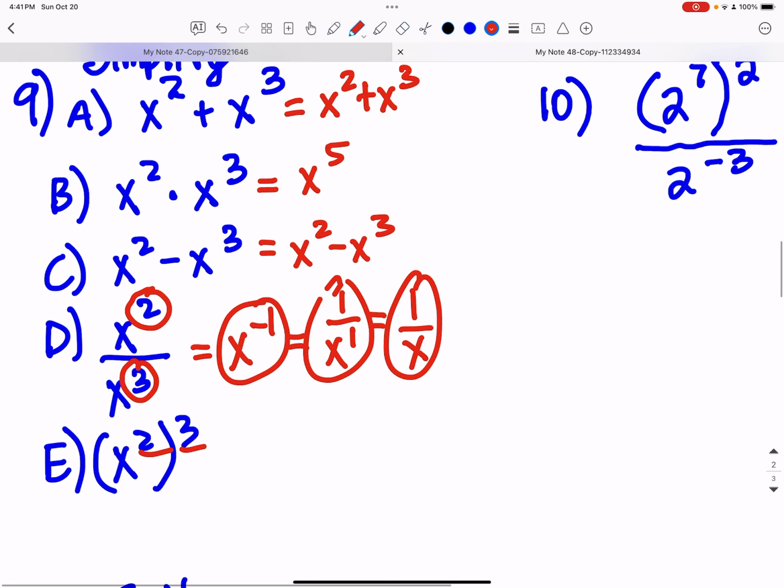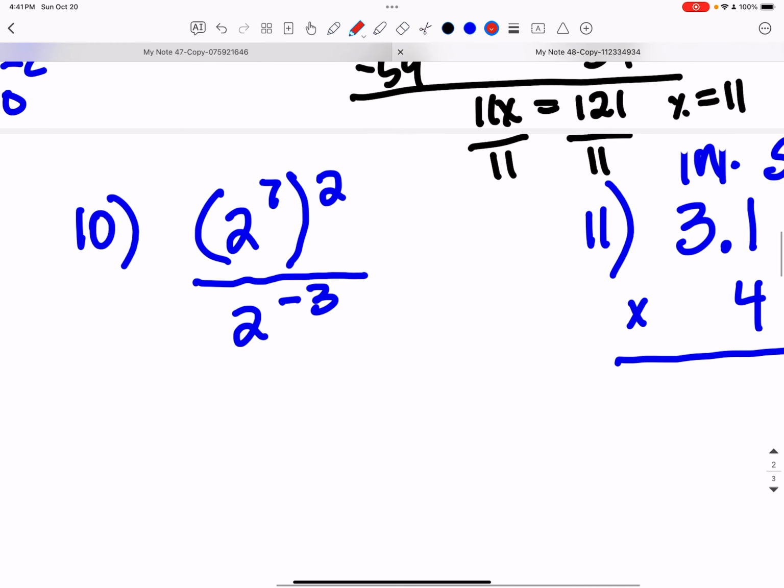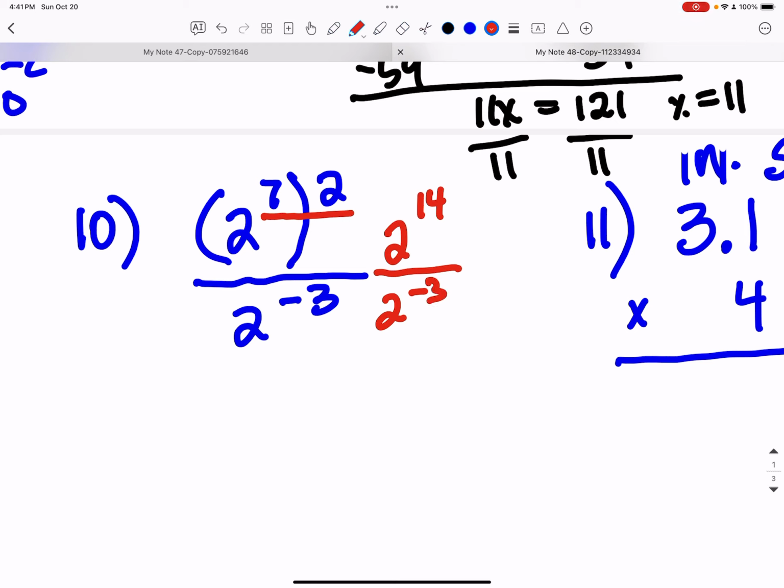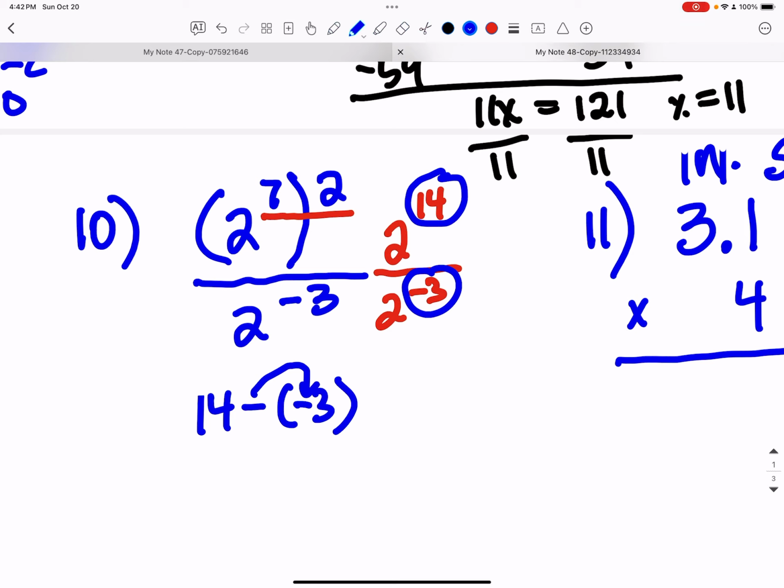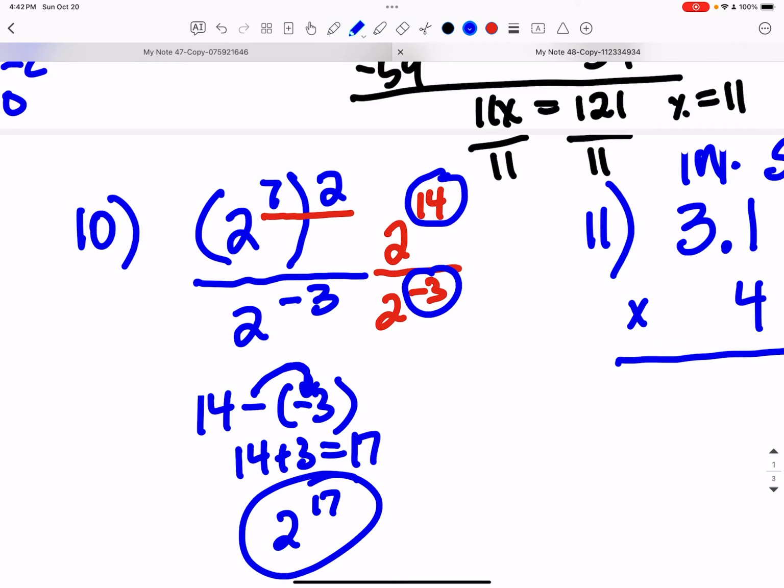All right, here we have powers to powers, and one less than powers is multiplication, so this would be 3 times 2, which is 6. Over here we have powers of powers, so one less than powers is multiplication, 2 to the 14th. Divided by 2 to the negative 3rd. One less than division is subtraction, so 14 minus negative 3. When you subtract a negative, it makes it positive. So this is 2 to the 17th power.